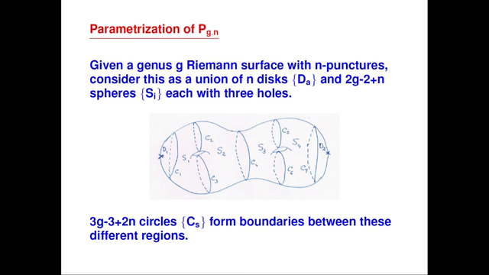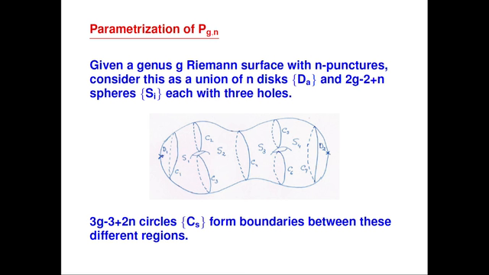So let me begin by describing a possible way to parametrize PGN, and in fact the parametrization that I will be describing is highly redundant. So for practical use you may not want to use this. In fact, there are better practical methods for parametrizing the moduli space. Nevertheless, this will be a useful way to proceed.